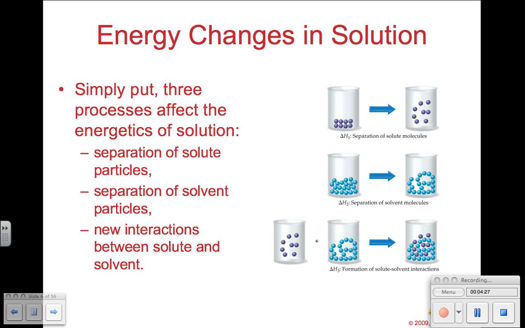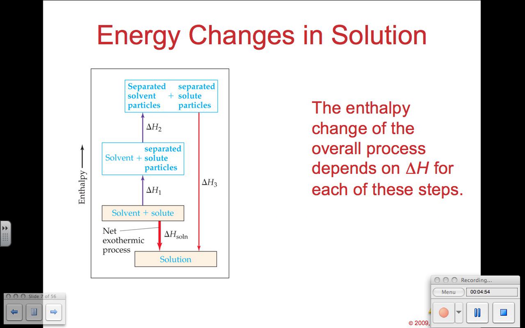The same thing goes for the separation of solvent particles, because when you have solute interacting with the solvent, you're separating or changing the intermolecular forces in the solvent as well. And then when you combine those two together, you have new interactions between the solute and the solvent. So all of those have a delta H for that type of process.